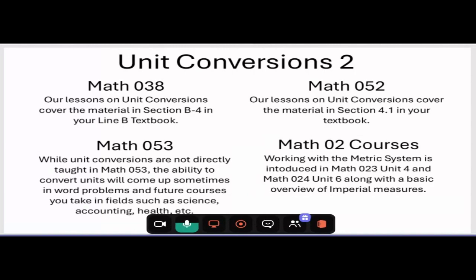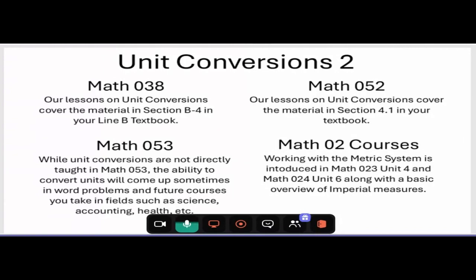Okay, so here comes our second little lesson on unit conversions. This is Math 052. This and the first one we did are the entirety of section 4.1. Math 038, these two lessons are the entirety of section B4. Math 053, as we were just talking about in class, you have previously learned this, and any question could theoretically ask you to convert units. They can give you centimeters, but it wants the answers in meters or something like that. So the ability to do quick metric conversions definitely can come up.